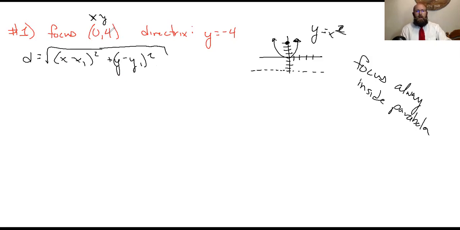So you'll notice I have a y over here with my focus, and I have a y with my directrix. So I'm actually going to set 2 distance formulas equal to each other. So let me write that down here. I'm going to do this one in blue.